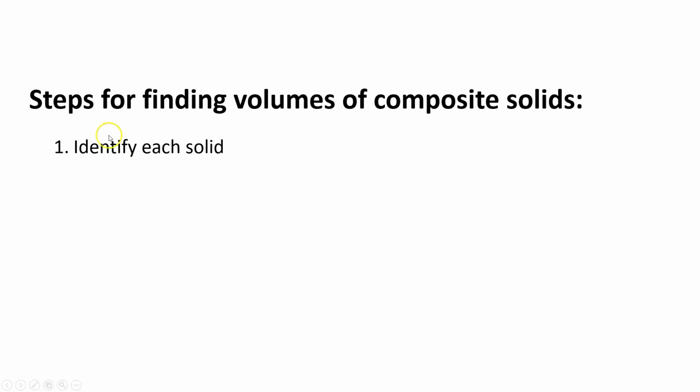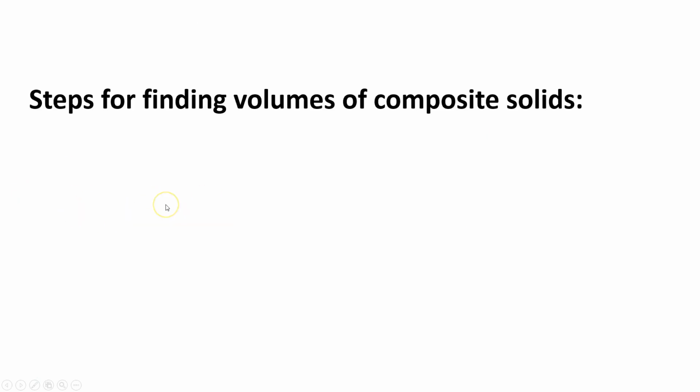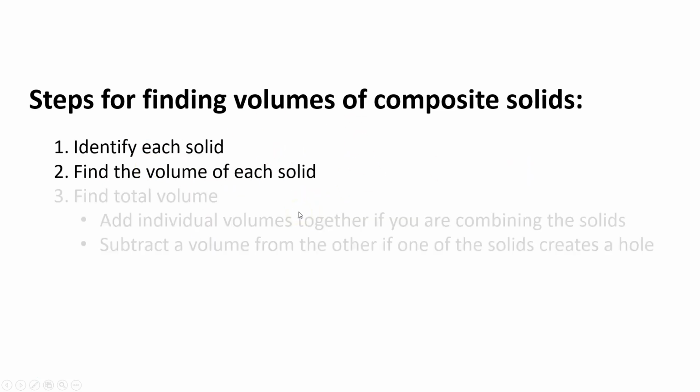All right, anyway, step number 1 is just identify each solid, just like what we did. So I'm going to kind of go back. We have solid 1, solid 2, so we identified them. Step 2, find the volume of the solid. Just work it step by step, do one at a time. So you're going to do solid 1, find the volume, solid 2, find the volume. Make sure you are using the correct dimensions for each.